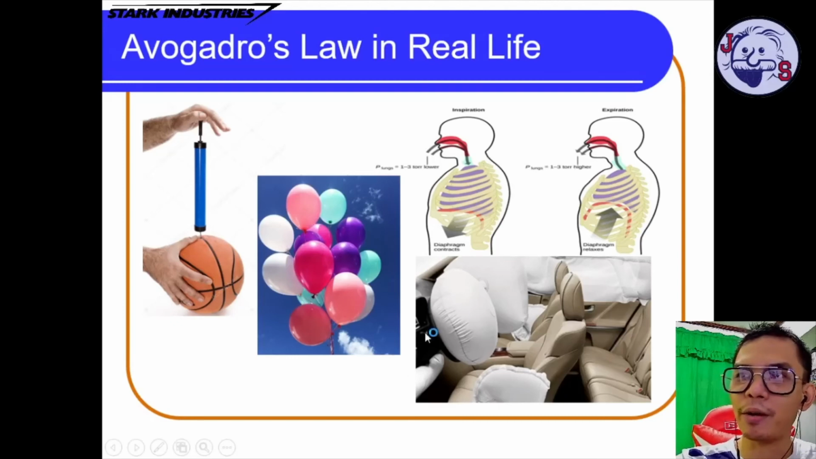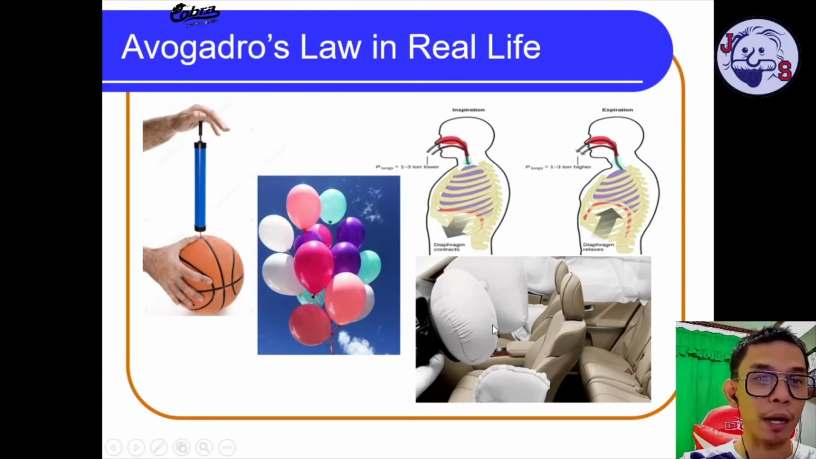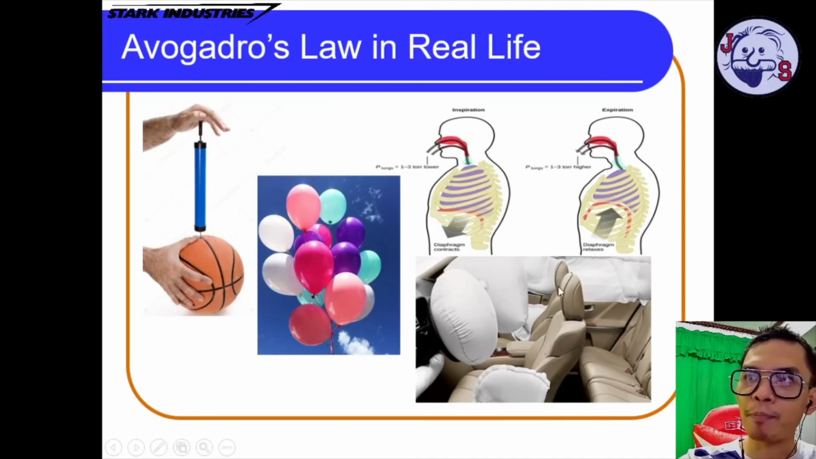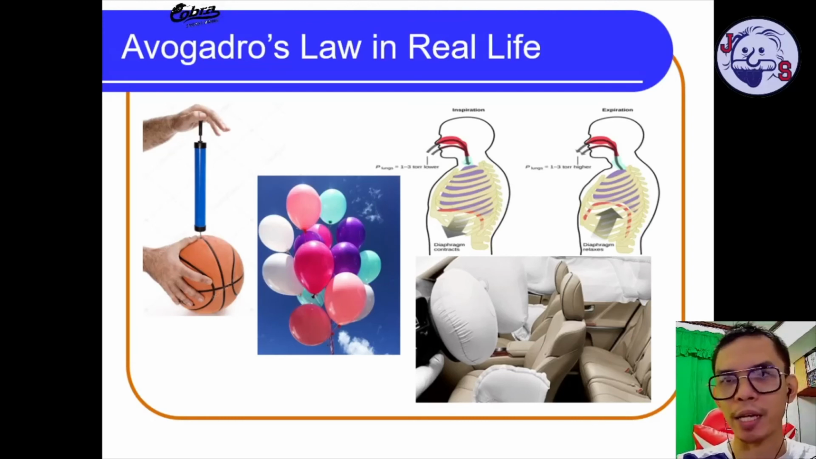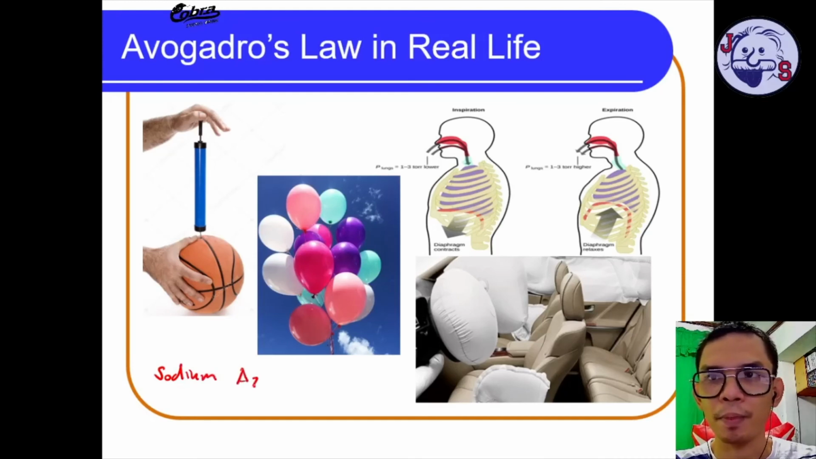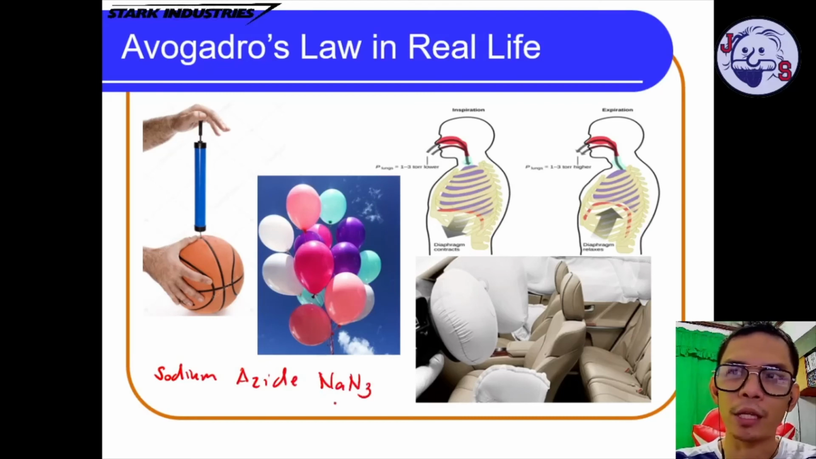And we have here one of the famous examples of Avogadro's law, or one of the famous applications of Avogadro's law, which is in the airbags. Okay, modern day vehicles have airbags on the steering wheel, on the dashboard, and on the side panels here on the doors. So it contains an airbag, and this airbag contains a compound called sodium azide. It has a formula of NaN3. Alright, so that is the formula.